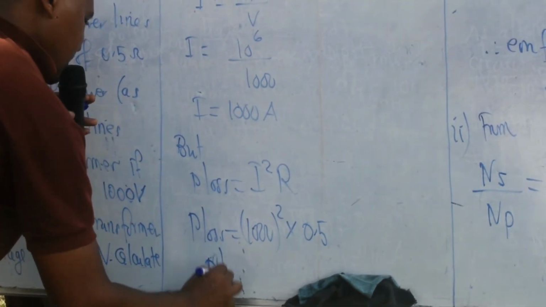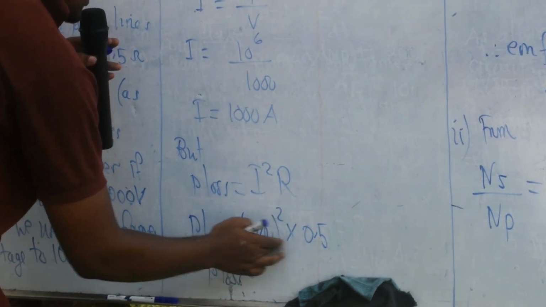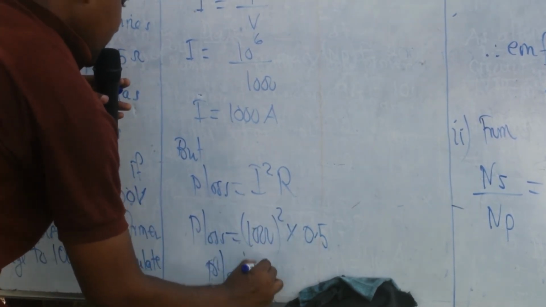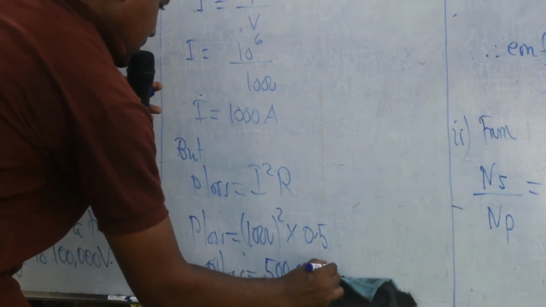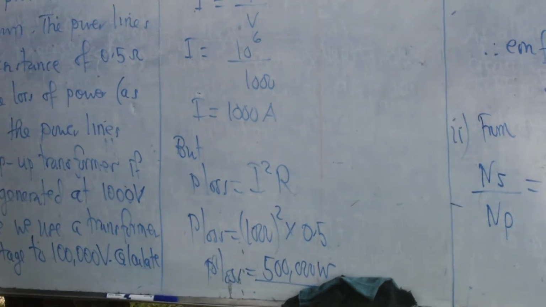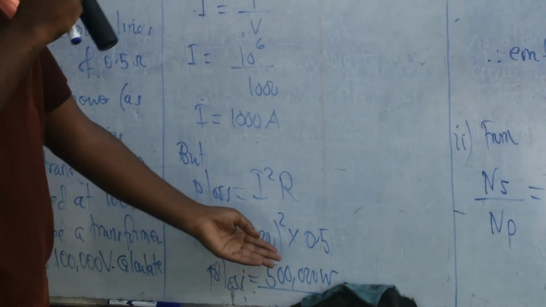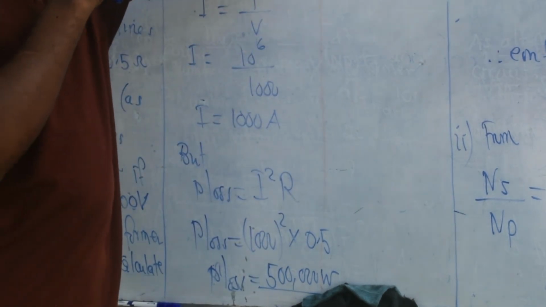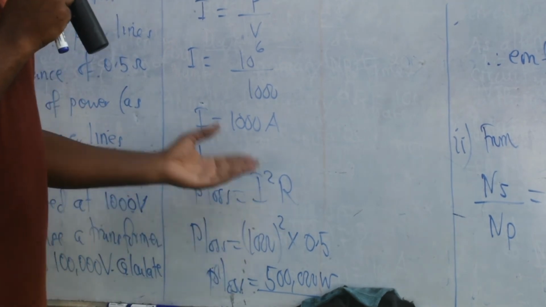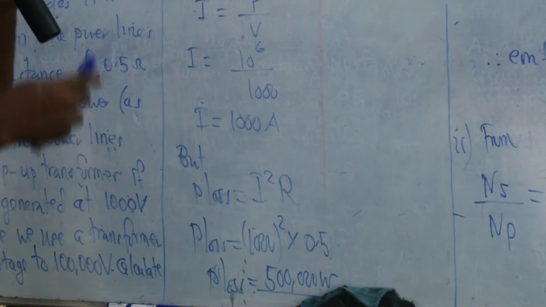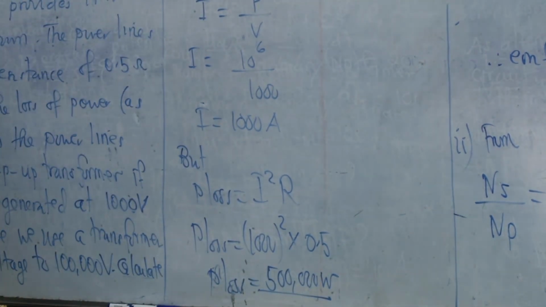If you multiply here, you find that power loss is 1 million times a half. That will be 5 hundred thousand watts. This amount is too large. Can you imagine? You produce power at 1 million and half of it is lost as heat. This loss is too much. So we cannot afford that. So that is the scenario without a step-up transformer.